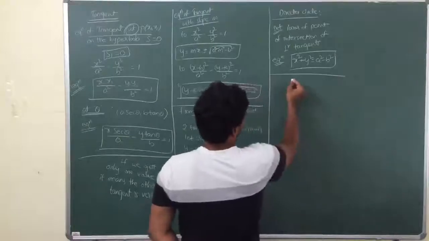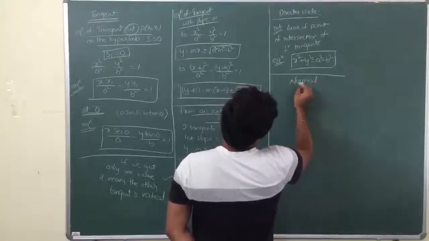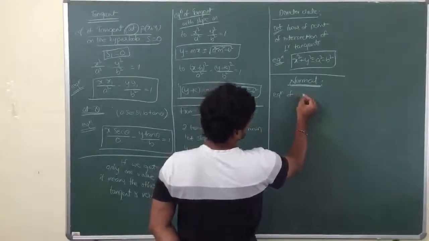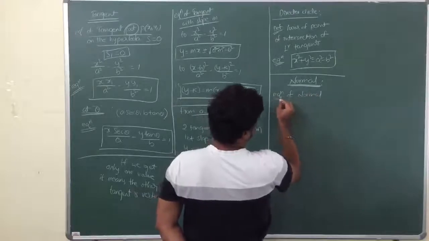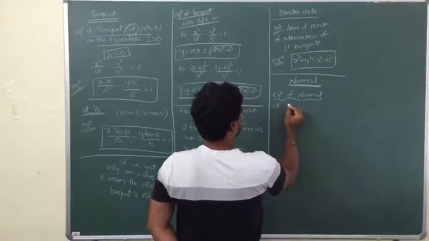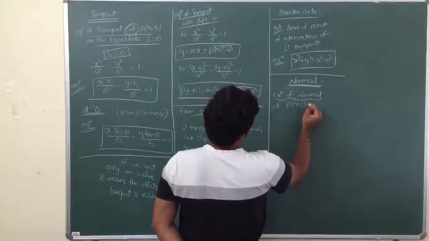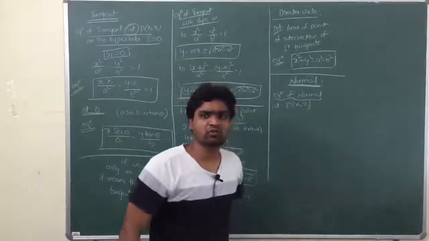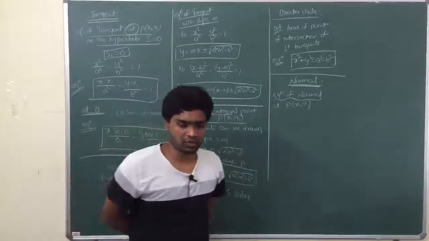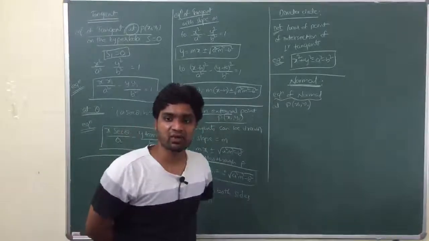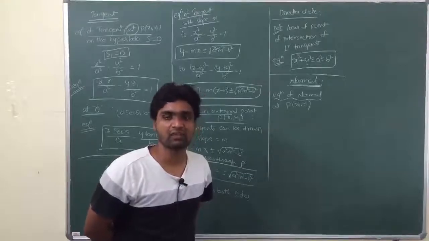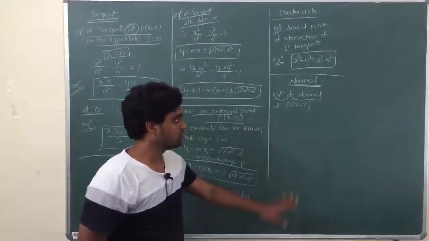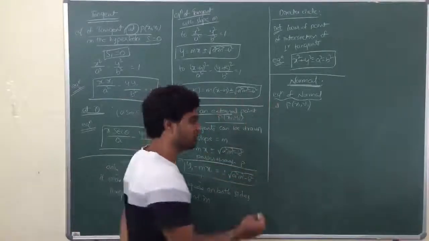Next, normal. Talking about the equation of normal at a point P (x1, y1), it is similar to the equation of normal in ellipse. There it is a²x/x1 − b²y/y1 = a² − b². Just replace b² with −b² and you'll get the formula for hyperbola.